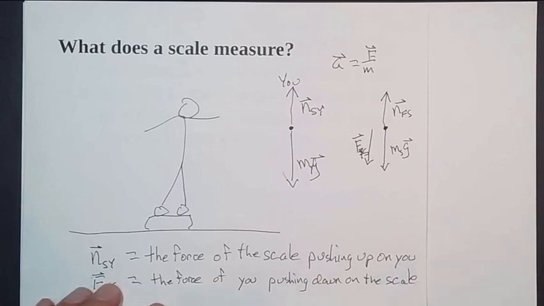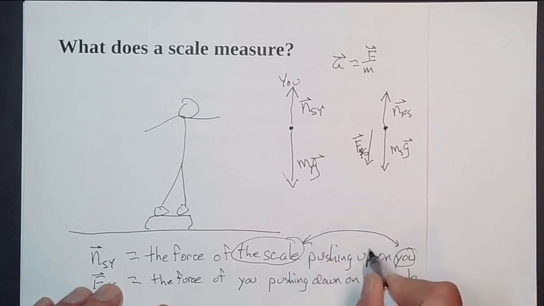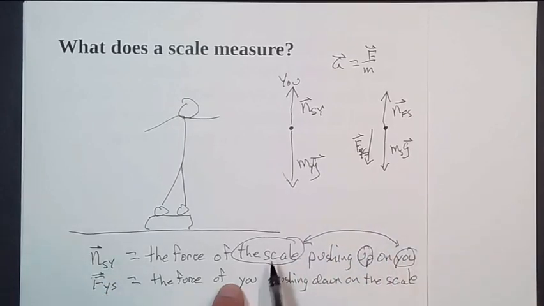Now, here's what I did. I had the scale and you up there. I swapped those and I swapped the direction. So I put you where the scale was and the scale where you were, and then I changed the up to a down.